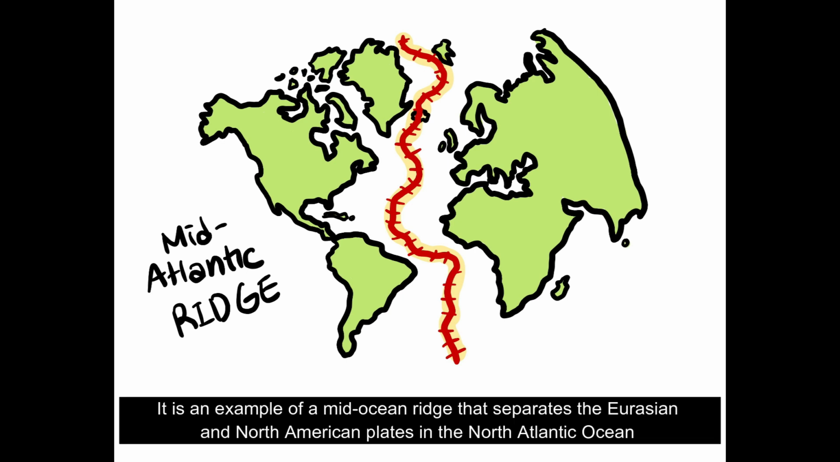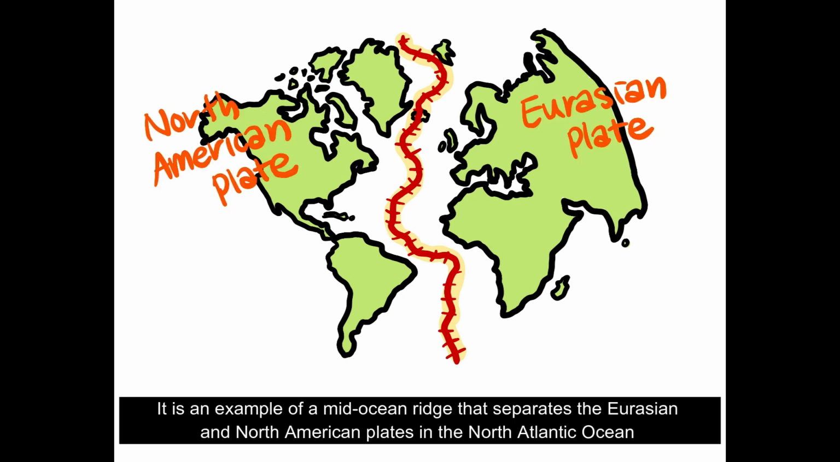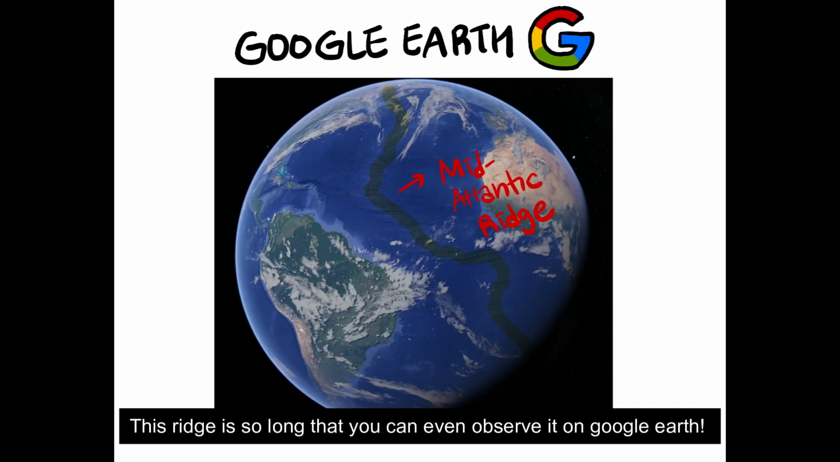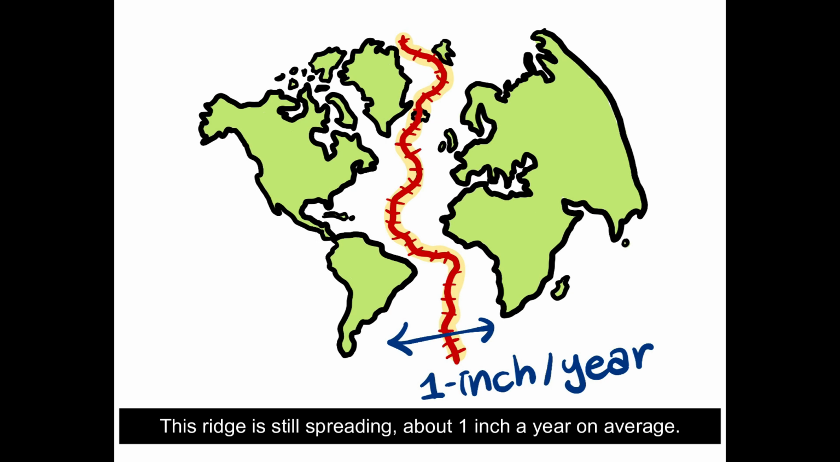It is an example of a mid-ocean ridge that separates the Eurasian and North American plates in the North Atlantic Ocean and the African and South American plates in the South Atlantic. This ridge is so long that you can even observe it on Google Earth. This ridge is still spreading about 1 inch a year on average.